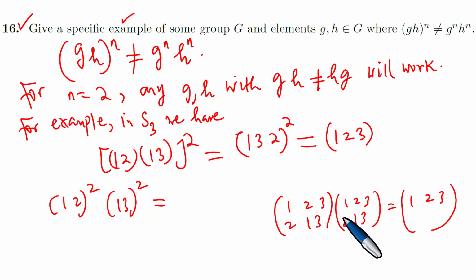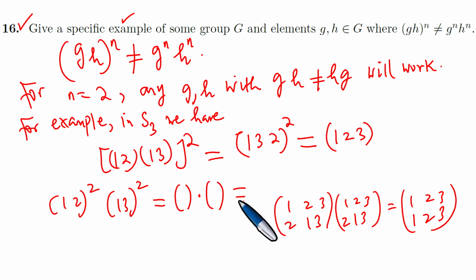1 goes to 2, but 2 goes back to 1. You have 2. 2 goes to 1, but 1 goes to 2. 3 goes to 3. So this fixes all the symbols. Now, because it fixes all the symbols, it gives us the identity permutation. One of the ways to write the identity permutation is this one. But it is very clear that even this one will yield the same thing.